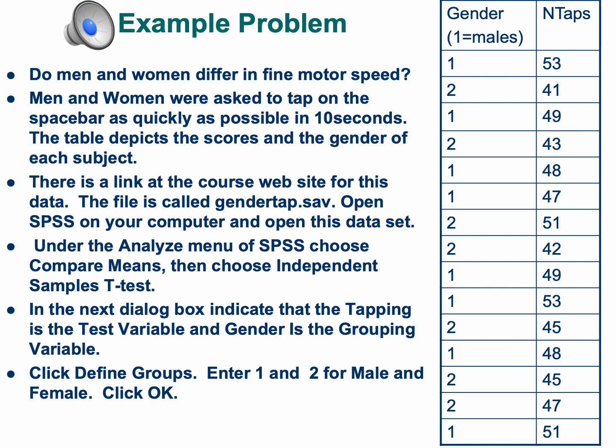Now the next thing you've got to do is define the group codes. So you have to click on a little button there at the bottom right called Define Groups, and you enter a 1 for male, 2 for female, and that way you're telling SPSS how you're coding the grouping variable. Then click OK.